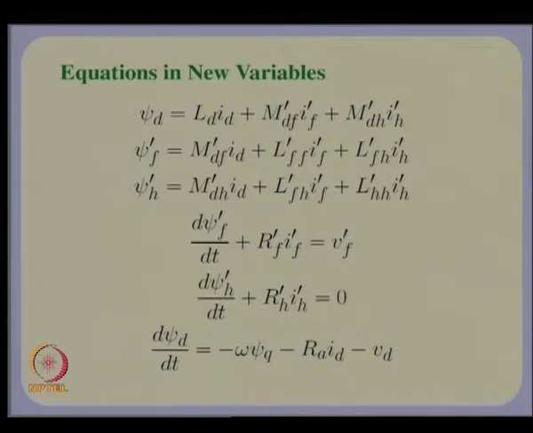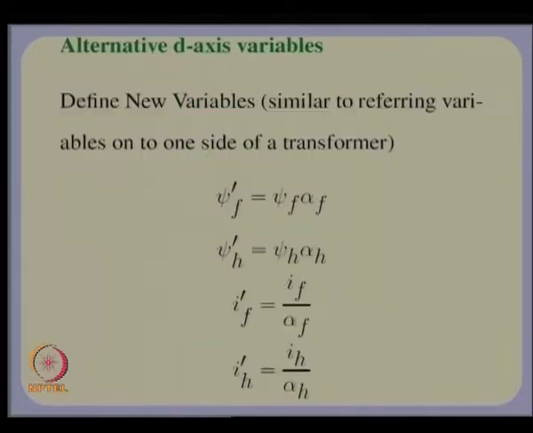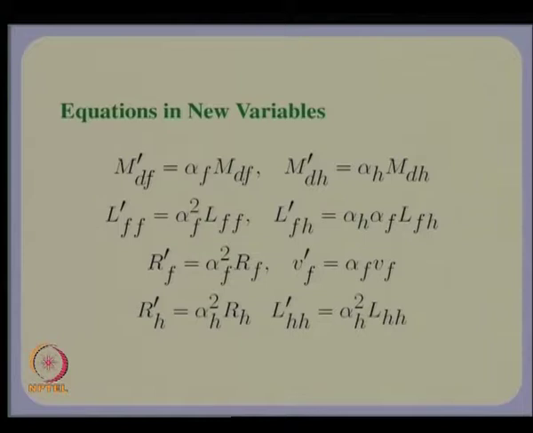So, let us define them. Remember that psi f prime, I f prime, psi h prime and I h prime are defined by these relationships. It is easy to find that the new coefficients of these algebraic equations are actually given by these relationships. It is not very difficult to see this. This must appear to you similar to referring variables or resistances and inductances to one side of a transformer. In fact, this whole operation is similar.